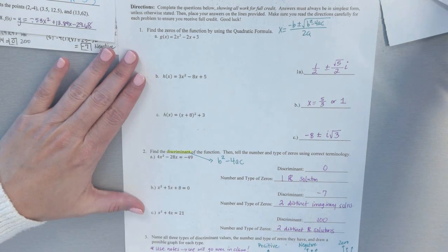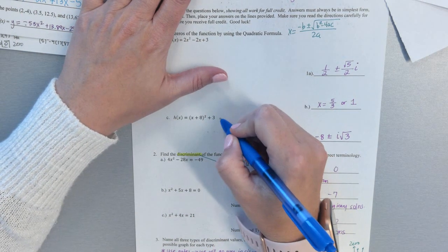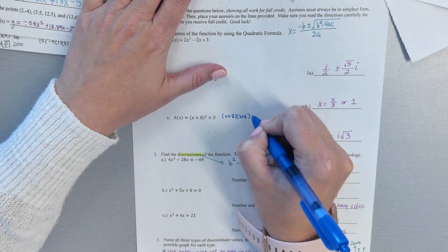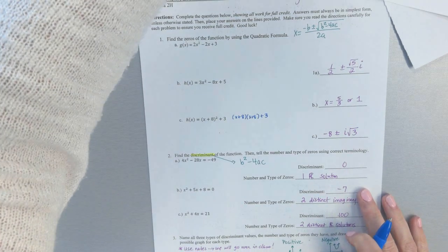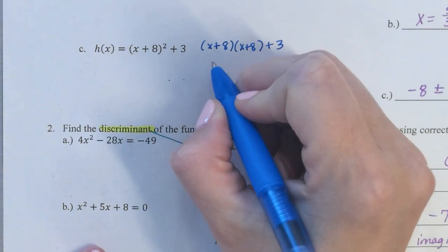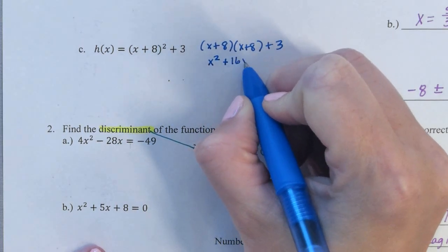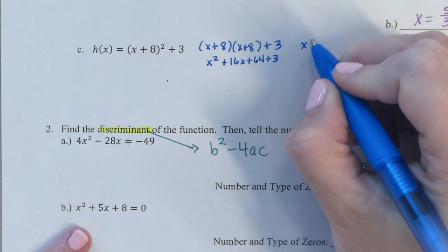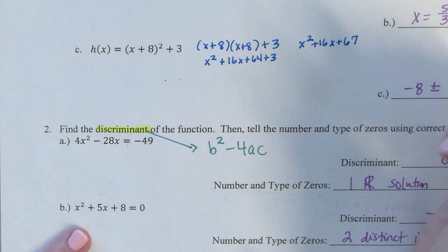C, when you have the x plus 8 squared, remember that you do have to FOIL that out. So you have x plus 8 times x plus 8 plus 3. So to simplify that, sorry, I'll zoom in. You do have to FOIL. Okay, so this would be x squared plus 8x plus 8x, so 16x plus 64 plus 3. So when you're doing the quadratic formula, it's x squared plus 16x plus 67.